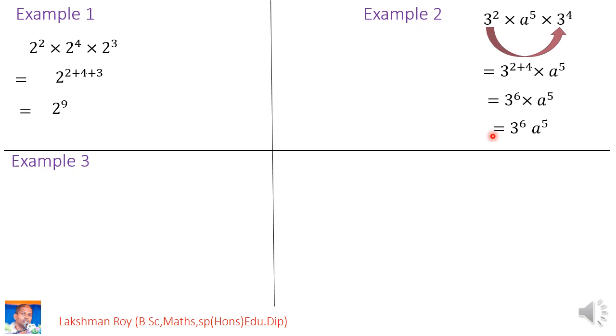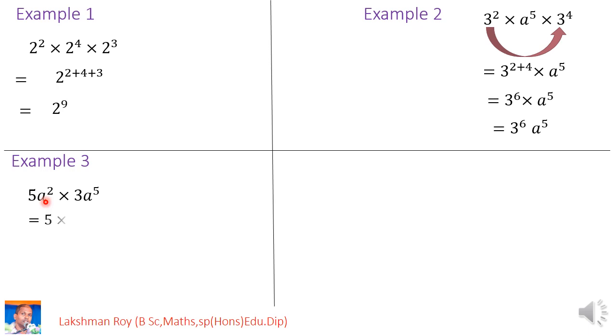Let's see another example. Example 3. See this, students? My example is this one: 5a to the power 2 into 3a to the power 5. Now see, students, here in 5a to the power 2, you have a problem. What is this index 2? Does this index 2 belong to a or to 5? So you have a doubt.